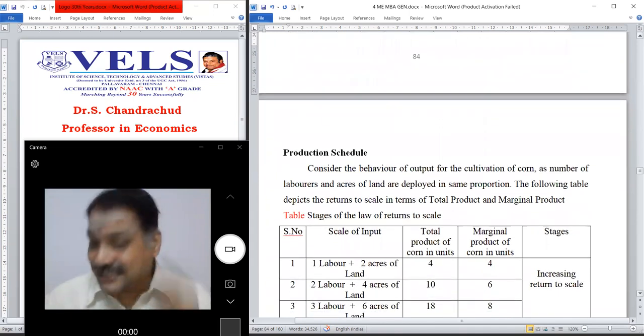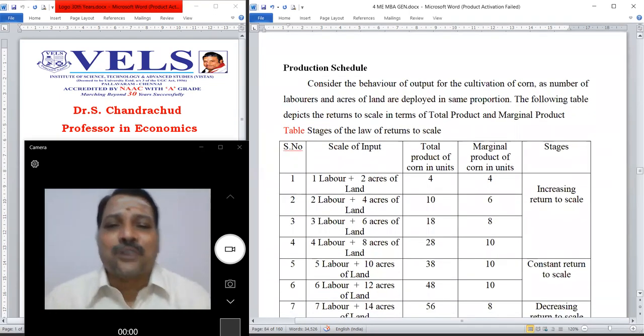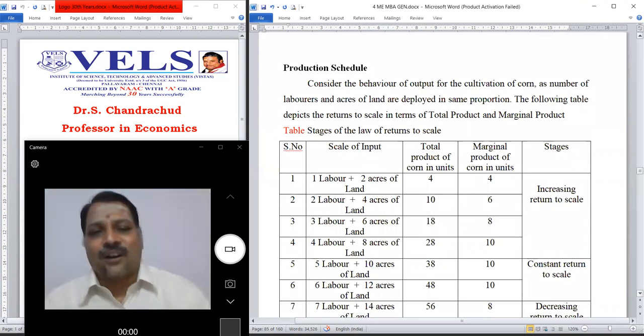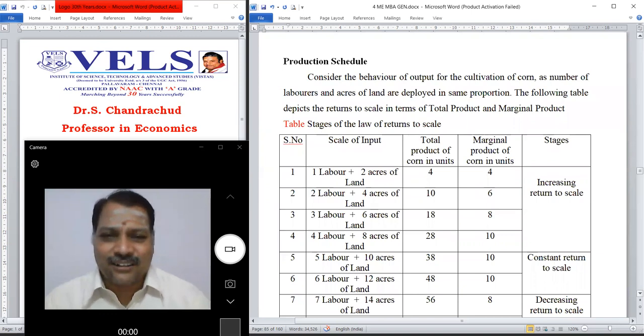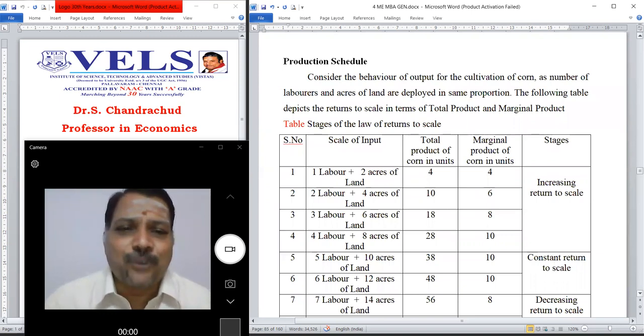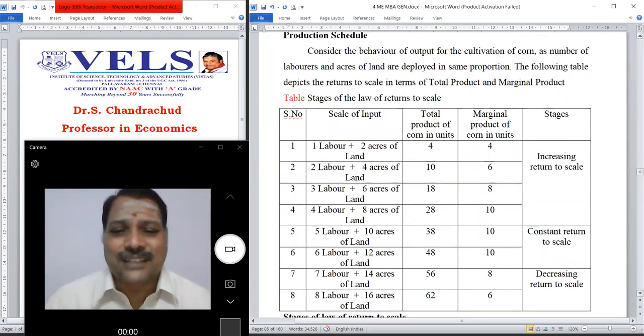Now, let us get into the production schedule. So here also there are 5 columns. The second column tells about the scale of input. Consider the behavior of output with the cultivation of corn. As the number of laborers and acres of land are deployed in the same proportion, the following table shows the returns to scale in terms of total product and marginal product.